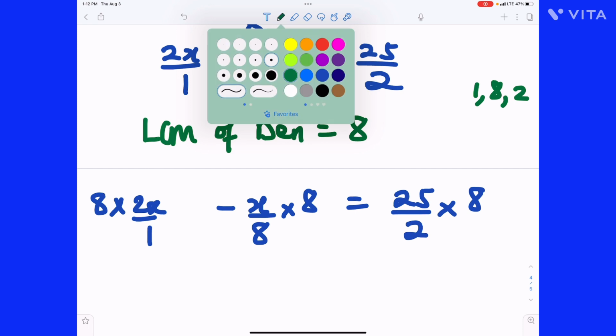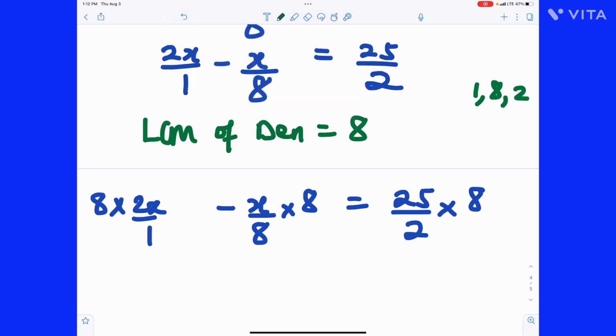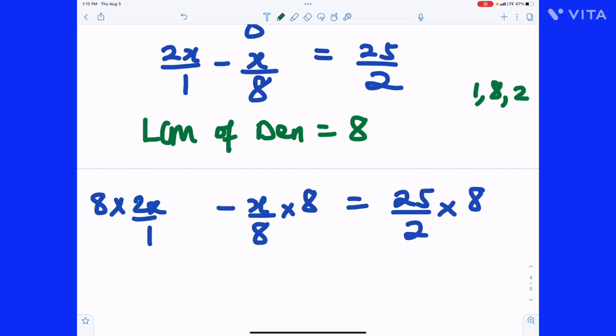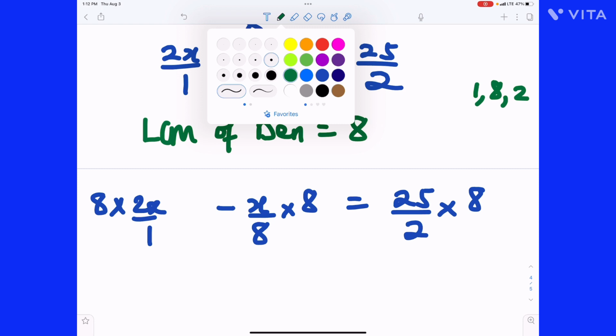Here, you will notice, each of these is a term. Minus x over 8 is a term. 2x over 1 is a term. 25 over 2 is another term in the equation. So I multiply each of them by what? 8 separately, so that my equation can become one without fractions.